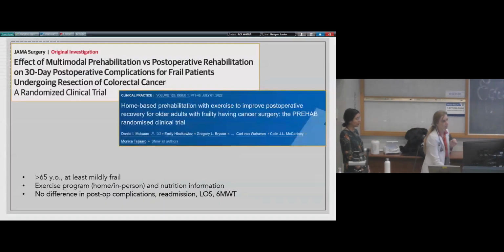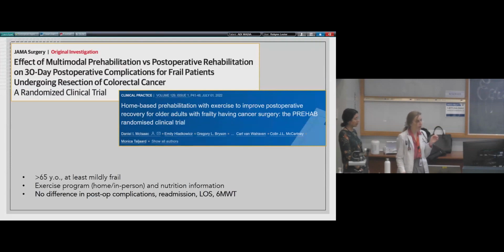Dan McIsaac in Ontario is doing a lot more studies in the frail population, which is fantastic. These are 2 studies about prehabilitation in frail older adults. The one up here, the JAMA one, was actually comparing prehabilitation with post-op rehab, so not necessarily the best control. And then this one with Dan McIsaac's group was looking at a home-based exercise program, and both also focused on nutrition information as well.